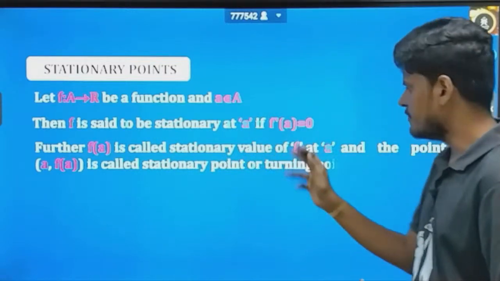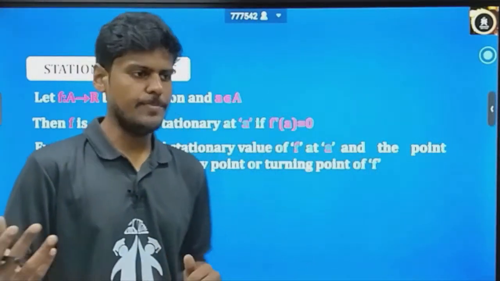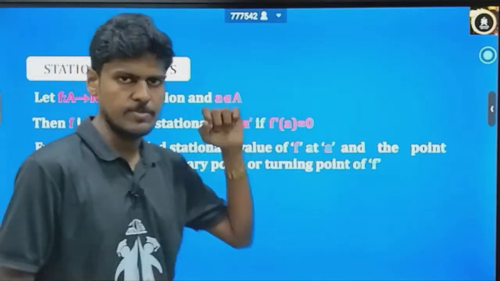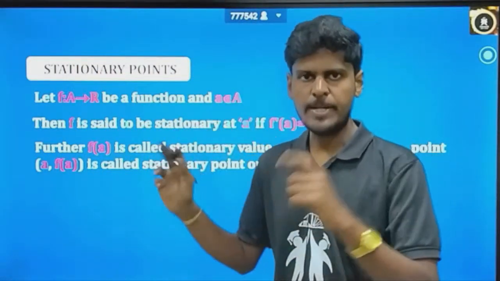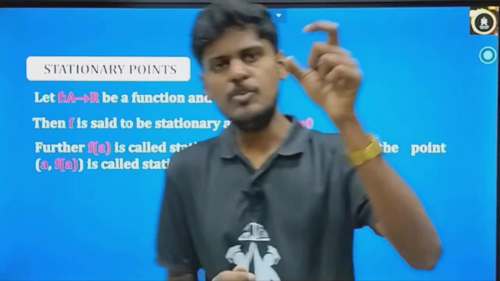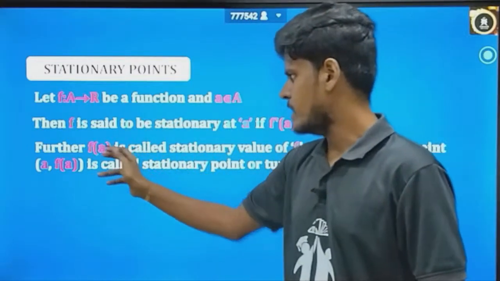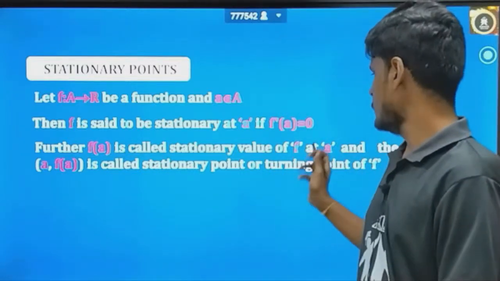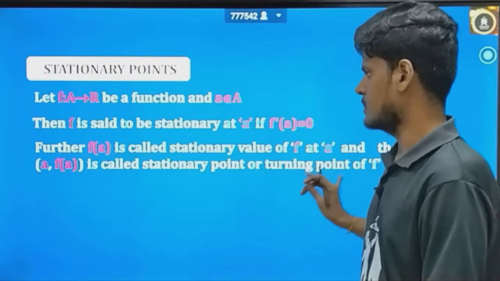Further, f of a is the stationary value of f at a. So what is a stationary point? The point at which f dash becomes 0 is the stationary point, and the stationary value is f of a. So stationary value means f of a, and stationary point means the value of x corresponding to that.